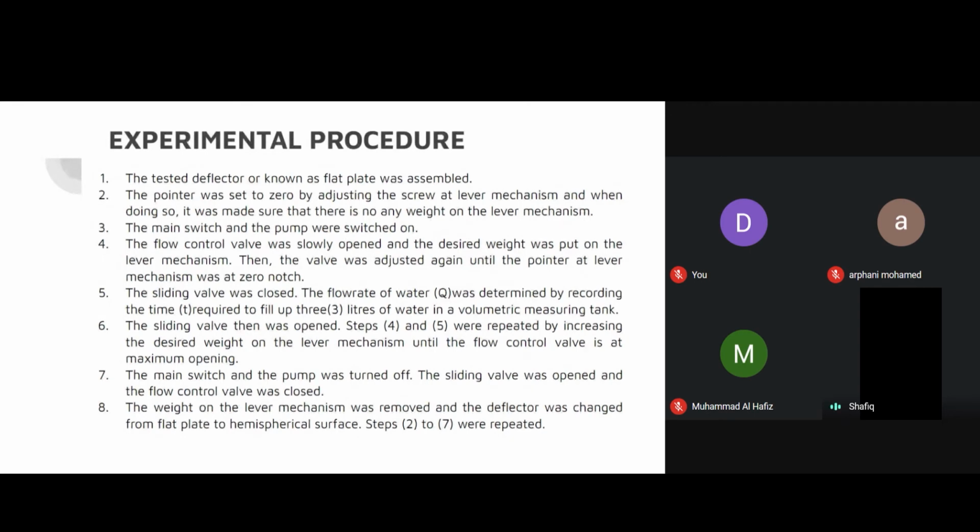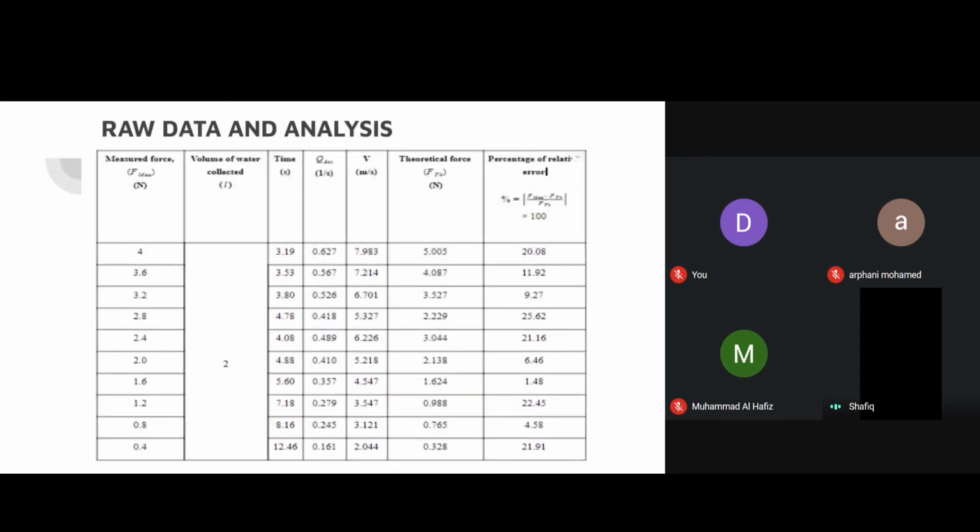Next, the main switch and the pump were turned off. The sliding valve was opened and the flow control valve was closed. Lastly, the weight on the lever mechanism was removed and the deflector was changed from the flat plate to a hemispherical surface. Steps number 2 until 7 were repeated. Next slide. I will pass to the next presenter.